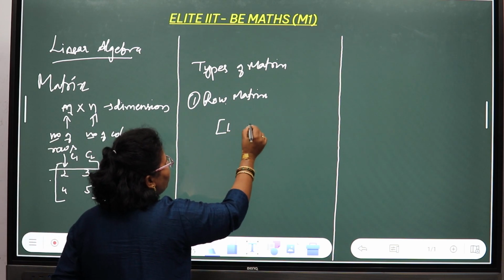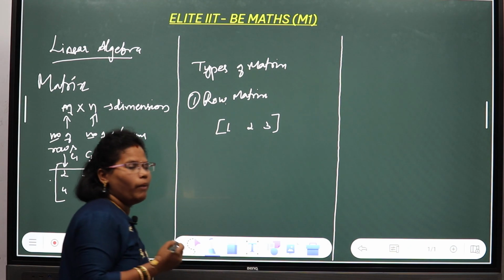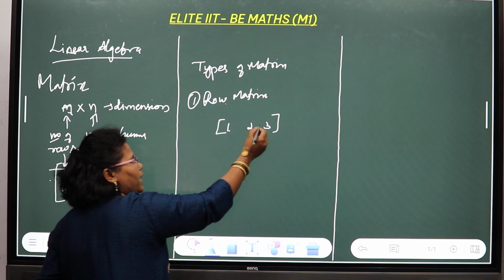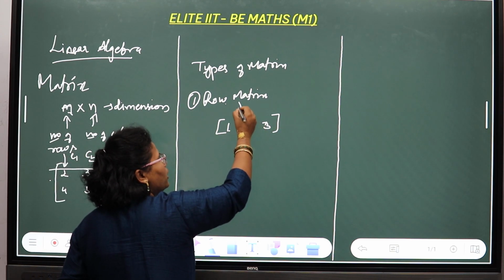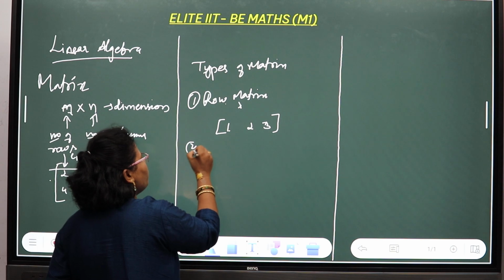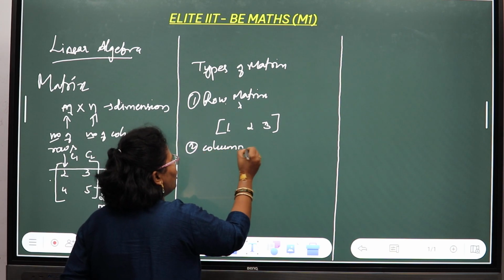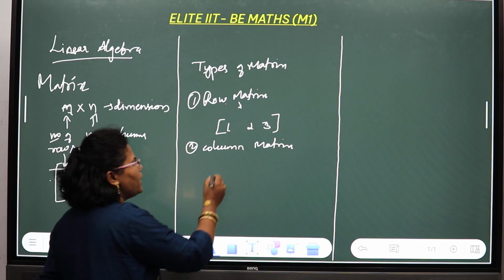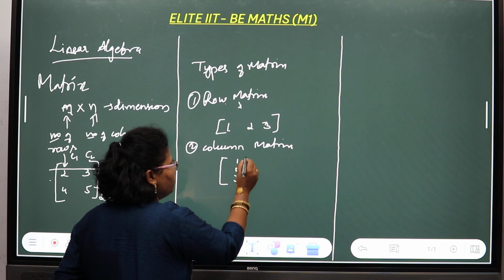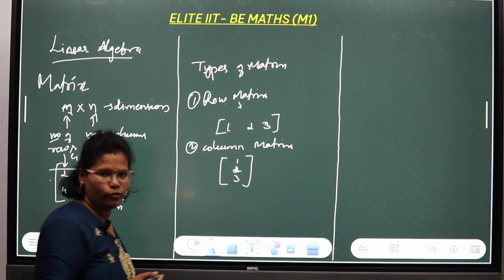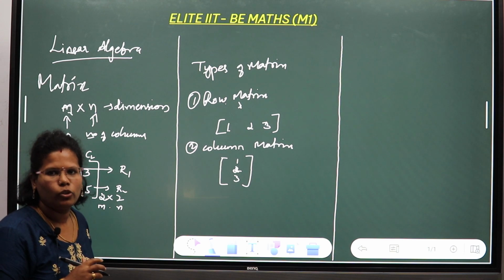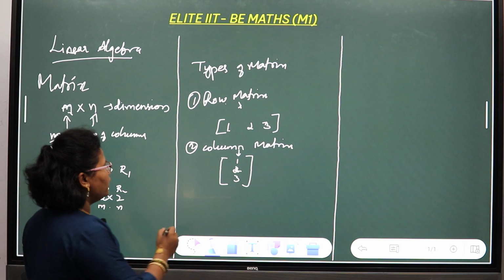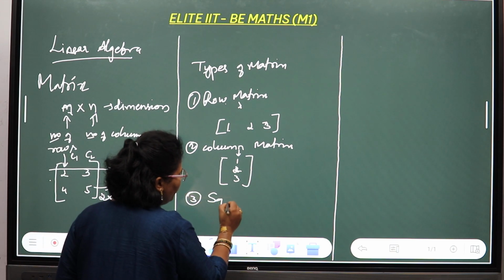I can give an example of 1, 2, 3. It does not matter how many columns you have, it goes with your number of rows. So if the matrix has only a single row, that's called a row matrix. And the second type we have is column matrix. So you can guess what the column matrix will be. A column matrix is nothing but a matrix which contains a single column. Here it does not matter how many rows we have, it goes with your column. So it has only a single column, that is called a column matrix.